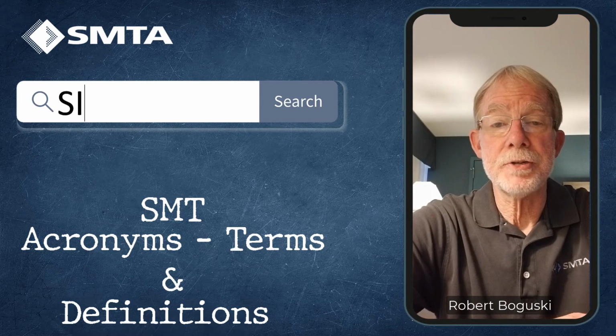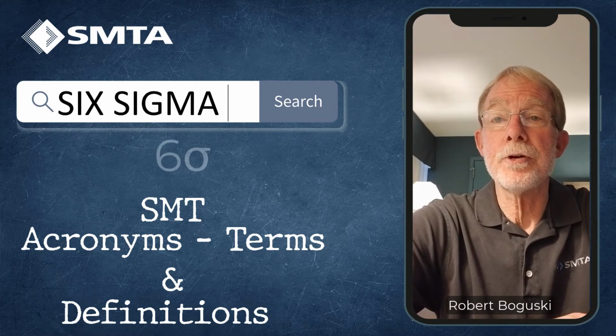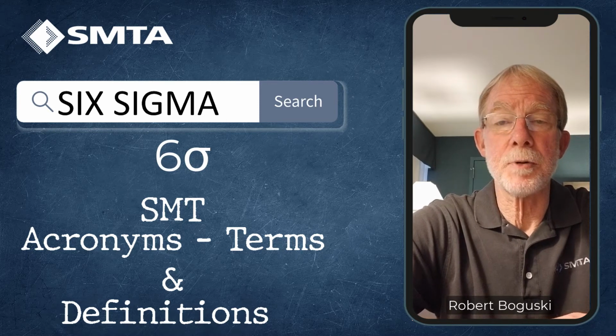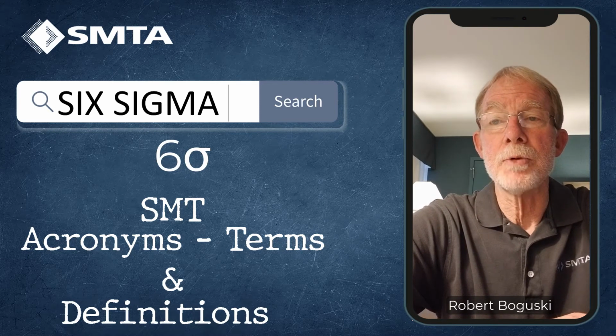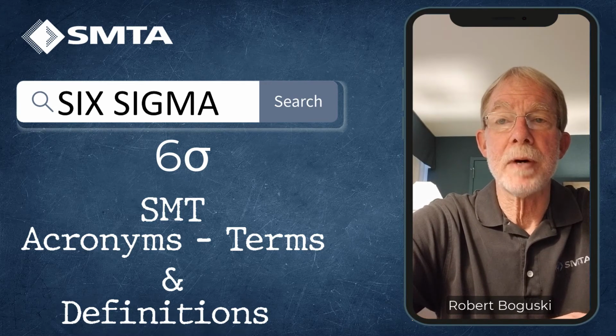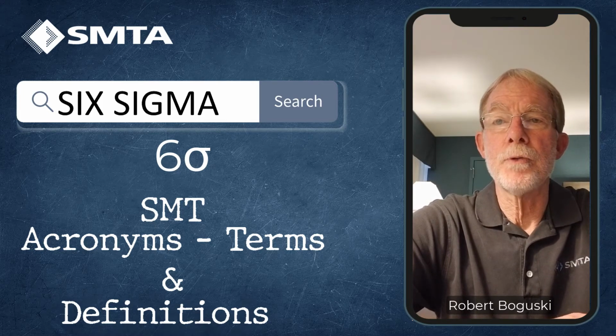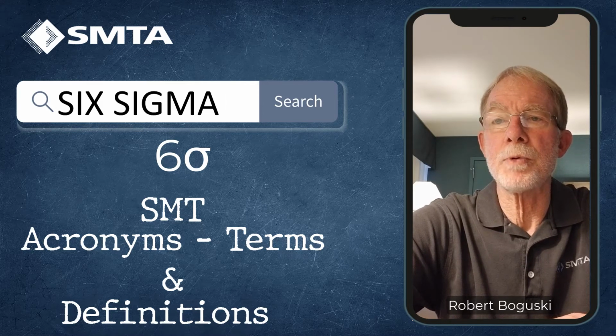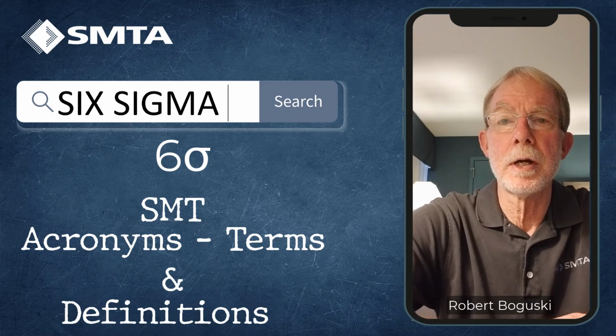Today's term is Six Sigma. This term comes from statistics, specifically statistical process control, and was developed by Motorola in the 1980s and made famous by GE CEO Jack Welch in the 80s and the 90s. Six Sigma refers to the ability of a manufacturing process to produce a high amount of product within specification.